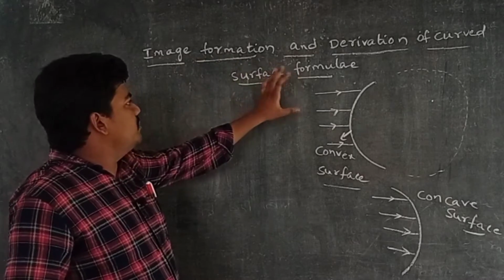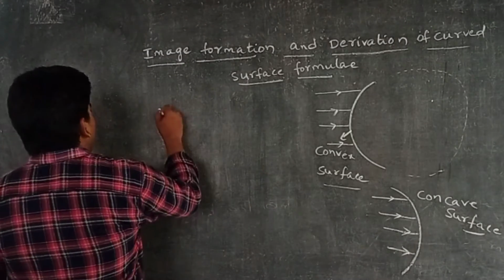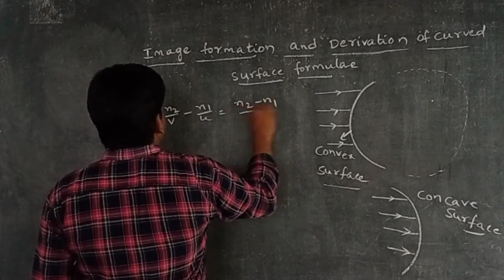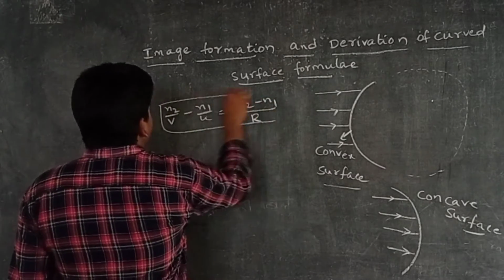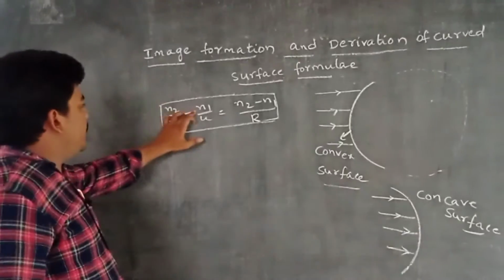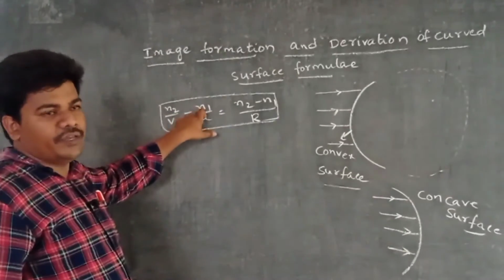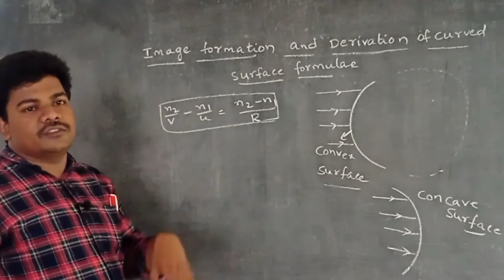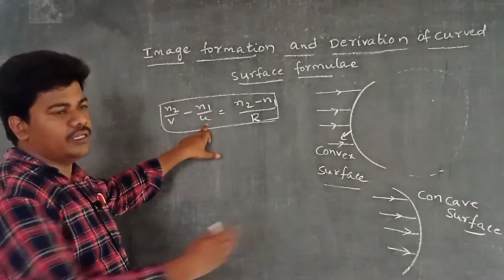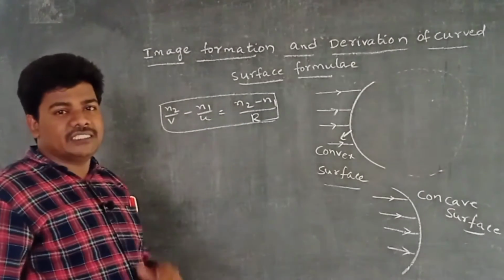In image formation and derivation of the curved surface formula, we have to know the formula n2 by v minus n1 by u is equal to n2 minus n1 by r. This is the derivation formula for curved surfaces, where n1 and n2 are refractive indices of two media. For example, n1 is the refractive index of air and n2 is the refractive index of another medium. u means the object distance from the pole, and v is the image distance from the pole. All the distances should be measured from the pole.